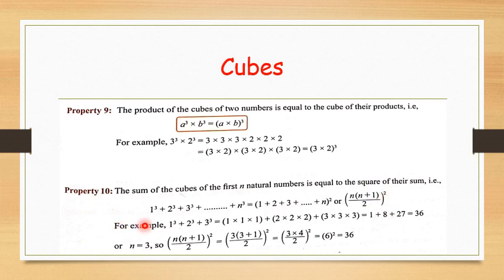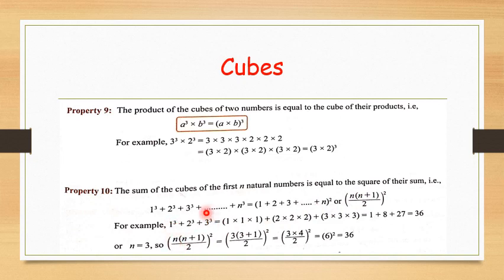For example, if we have 1 cube plus 2 cube plus 3 cube, these are the first three natural numbers. First three natural numbers, so we have n. What will be the value of n? The value of n will be 3, so we have to write here.